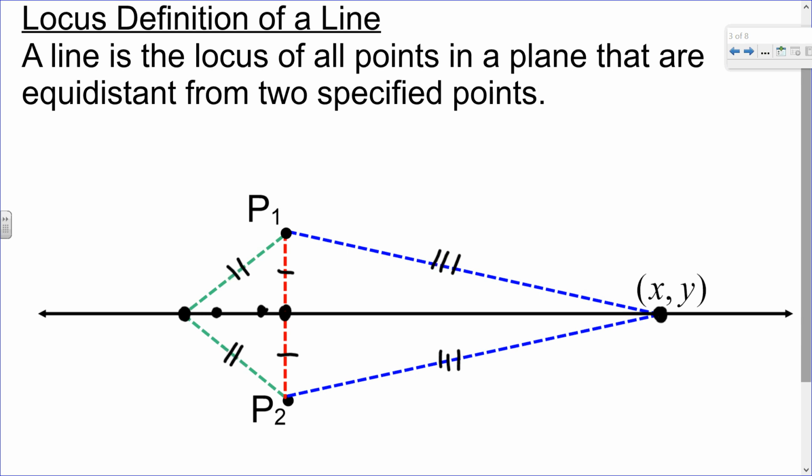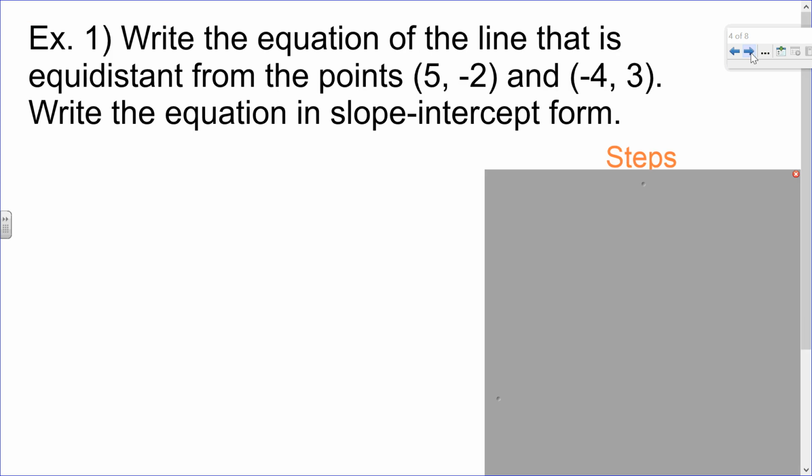So remember that example we did a few days ago where we had 3, 4 and x, y, and we said the distance between them was the square root of x minus 3 squared plus y minus 4 squared. We used our distance formula on it. That's what we're going to do here. The points on the line are the general xy's. And then we're going to take the distance to this one, so this x minus that squared plus this y minus P1's y squared, and then take the square root, equals the same thing for the other point. So let's try that on one example today.